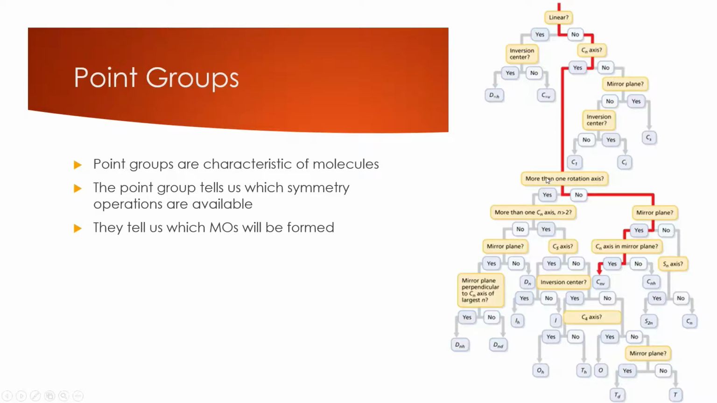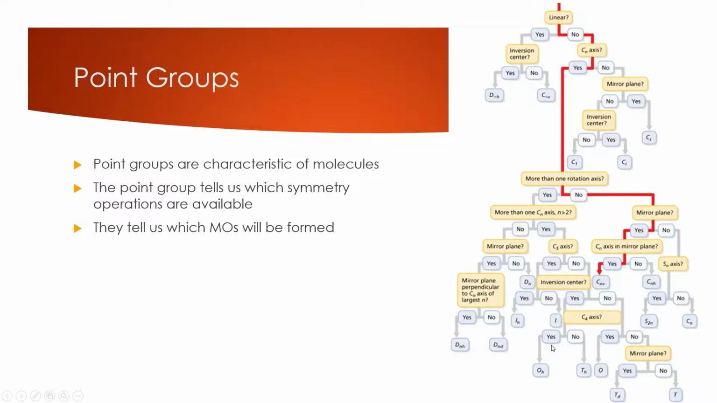Does it have more than one rotation axis? Water does not. It only has the one. It does have a mirror plane. Does it have the Cn axis in the mirror plane? So the mirror plane reflects the molecule in half, and that's also the same axis as that rotation axis. So we say, yes, it does. And then we end up at a point group, and it's the Cnv. And for water, it's the C2v point group because the Cn axis is 2. And so you can follow through any molecule and figure out what point group it belongs to.